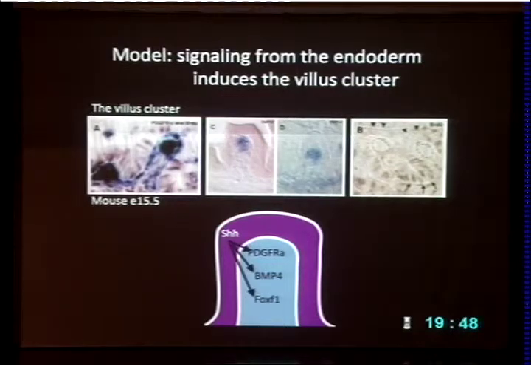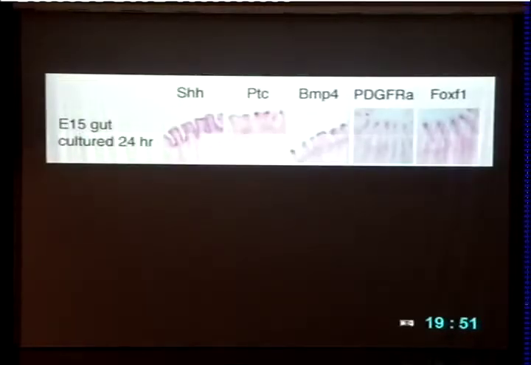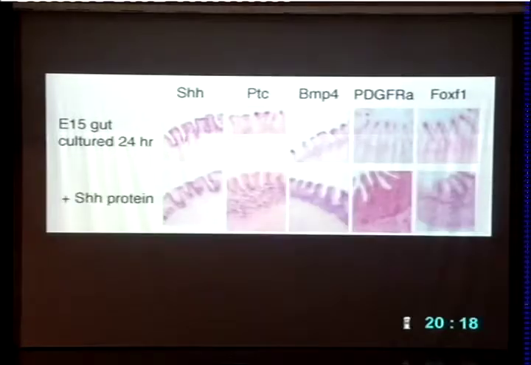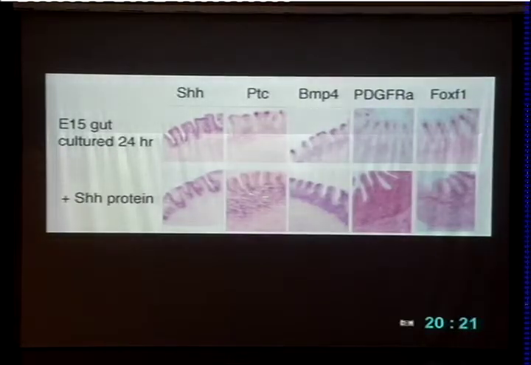So we looked to see whether that might be the case. This is now in the chick, our own data: sonic expressed throughout the endoderm of the gut. This is at the stage where you're starting to get villi or pre-villi bulges. Patched is expressed in response to hedgehog, especially at a high level at the tips. BMP4 is expressed especially at a high level at the tip, as is PDGF receptor alpha and FOXF1. So all of these genes that are downstream of sonic are expressed underneath cells expressing sonic. If you misexpress sonic, if you add sonic protein in vitro, you greatly expand the domains of their expression. So they are capable of being induced by sonic.